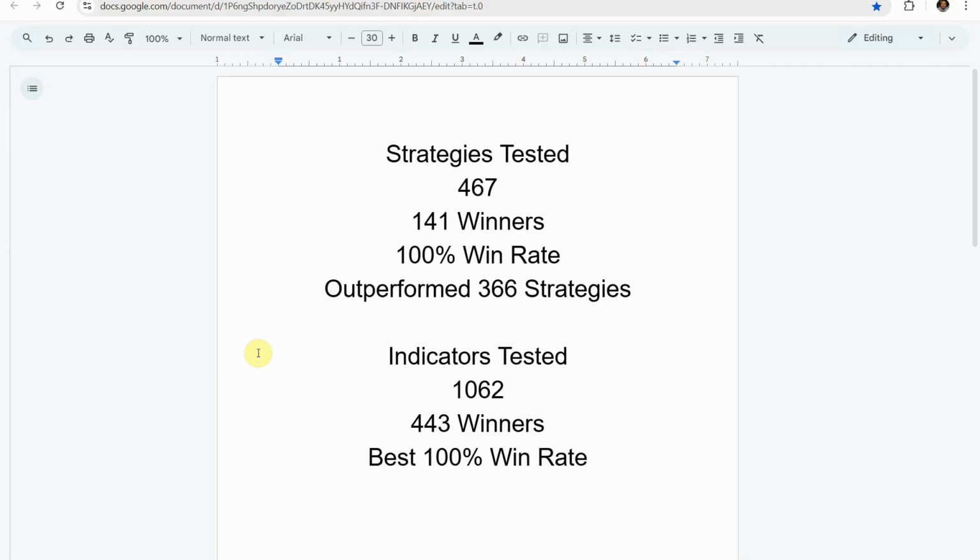Alright, as I said, today we will be testing a Forex day trading strategy. Before we do though, I wanted to put the testing scoreboard up for everyone to see.